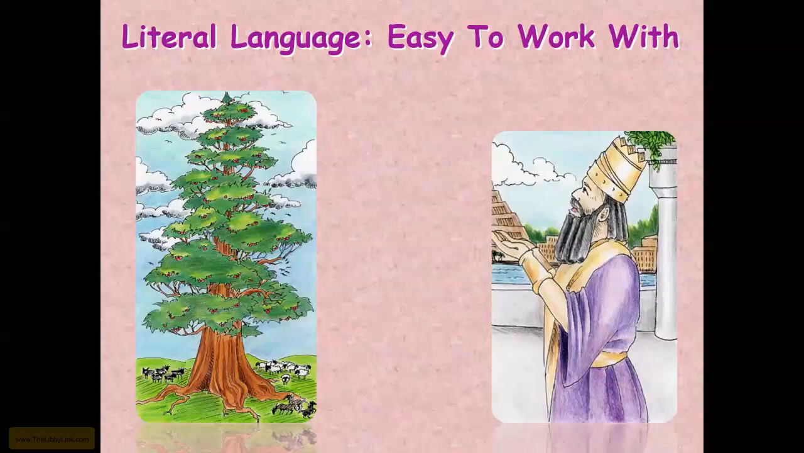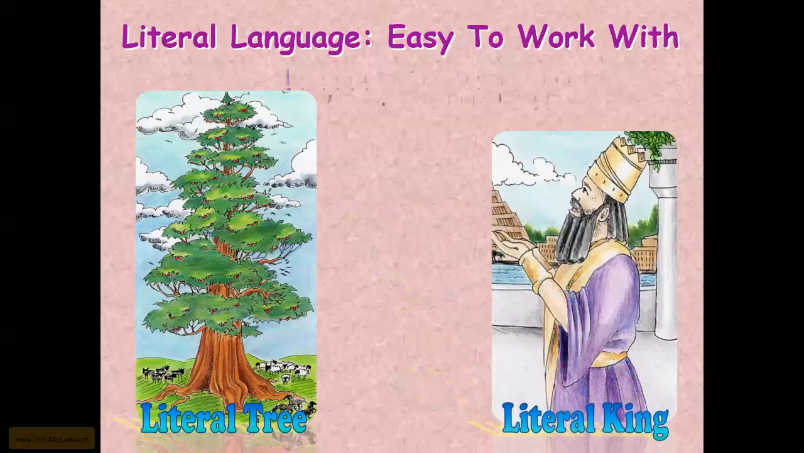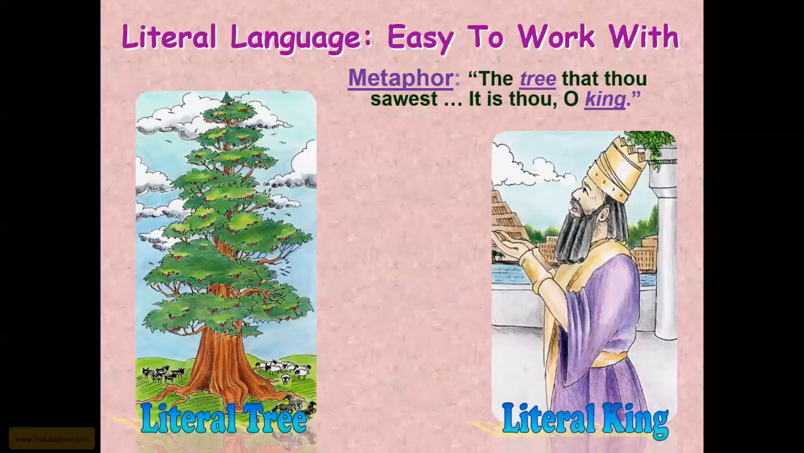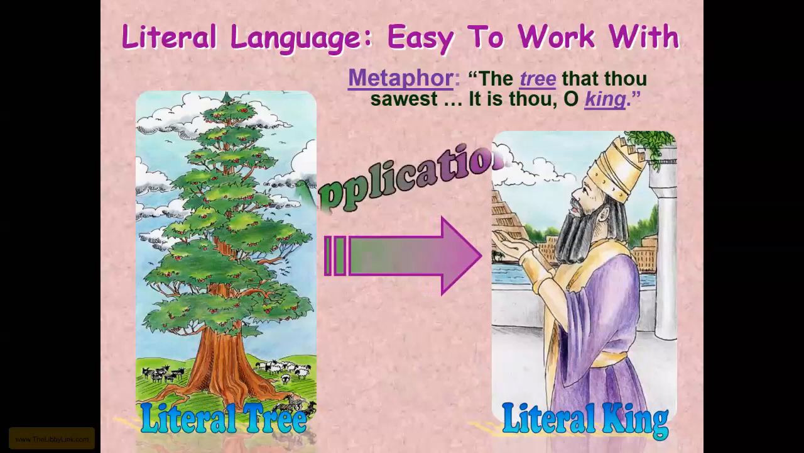Again, let me read that. If a vision is written in literal language, then there is no interpretation needed from the Bible itself. One simply applies secular history fact to the phrases and verses of Scripture. In Daniel 4, a literal tree is compared to a literal king when Daniel says, "The tree that thou sawest, it is thou, O king." He uses a metaphor and application of Ezekiel's prophecy. Daniel merely compares a real tree to a real king, just like Ezekiel did.